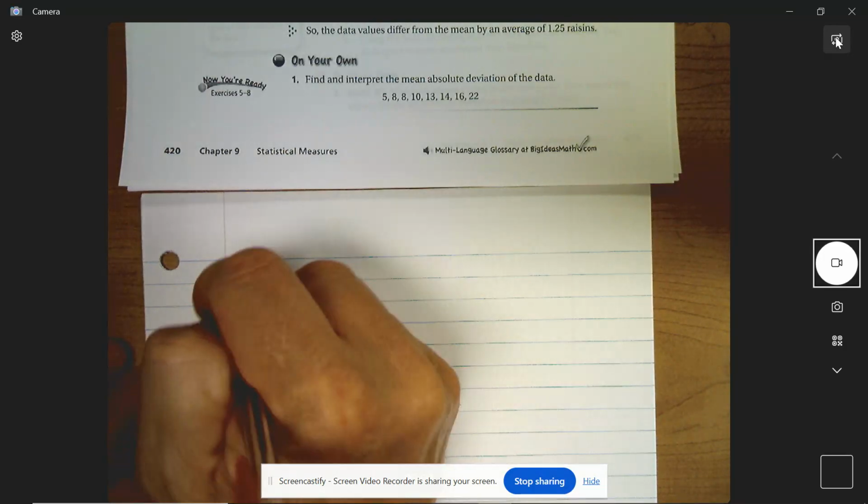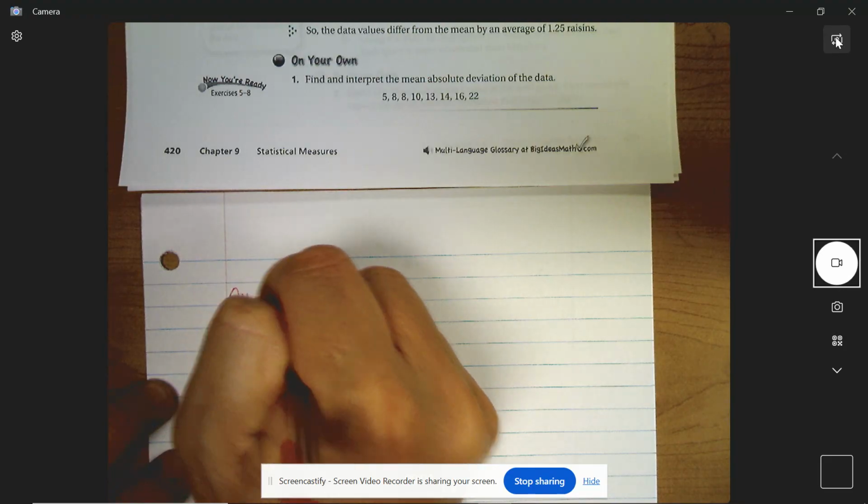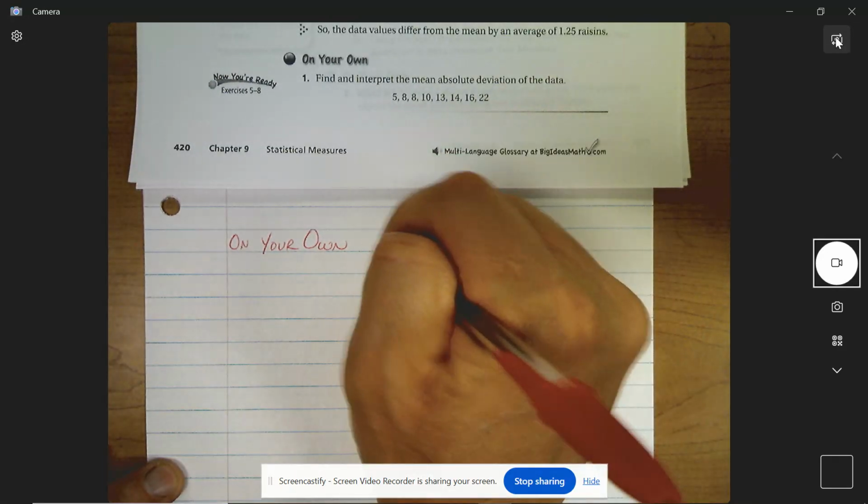I really don't like using red pen. It makes me sad.